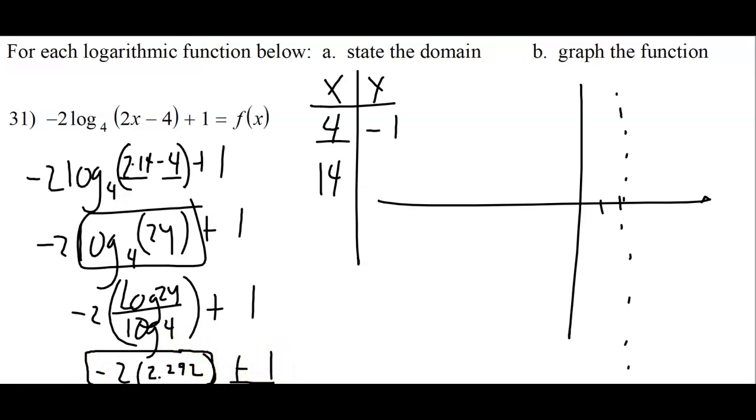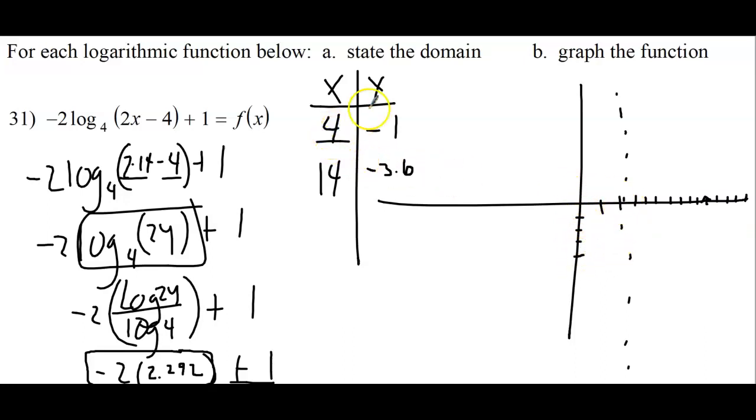Let's see what we get for that. And I end up getting negative 3.55 approximately, a negative 3.6. And then we're ready to graph it. So my x-axis needs to go out to 14. My y-axis needs to go down to negative 3.6, so I'll just go down to negative 4 there.